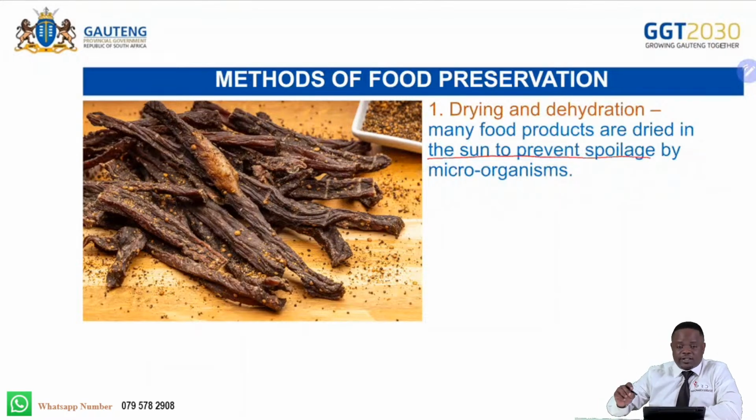Can you please take note of these methods? Okay, so list them down. Dehydration. Okay, so this helps to preserve our food. It makes our food last longer before it is actually spoiled. Because our microorganisms thrive in wet or damp environments. So when you dry, like in the case of our meat, we help it to last longer before it gets spoiled.